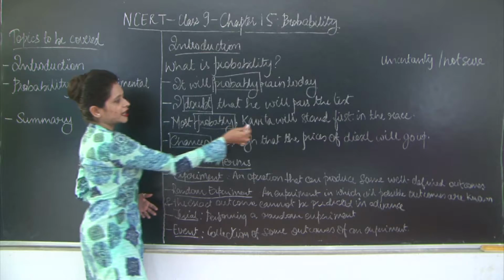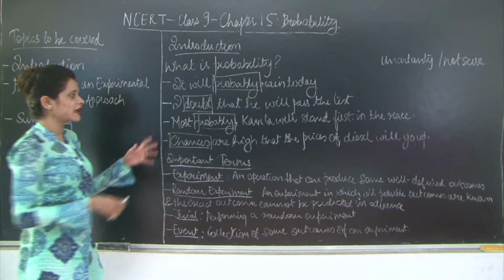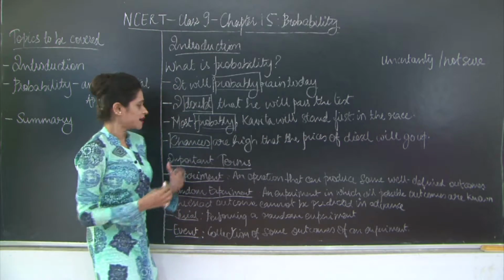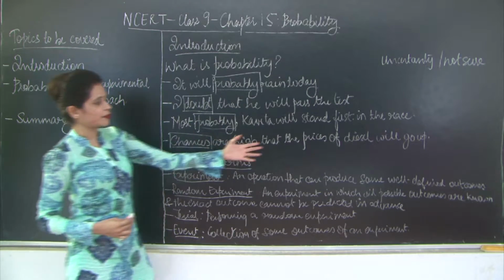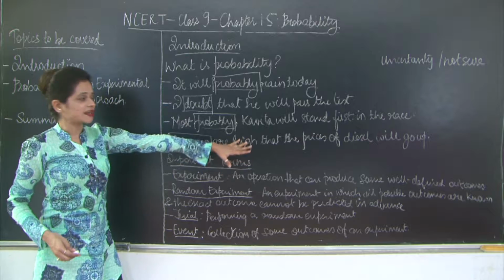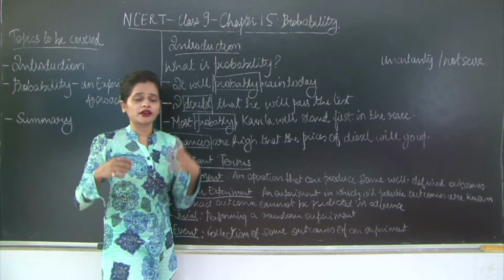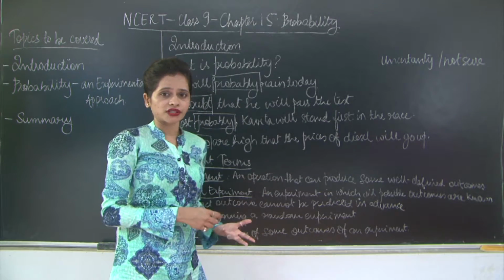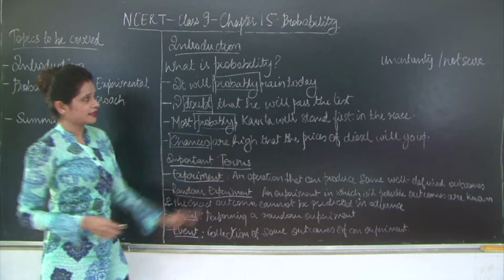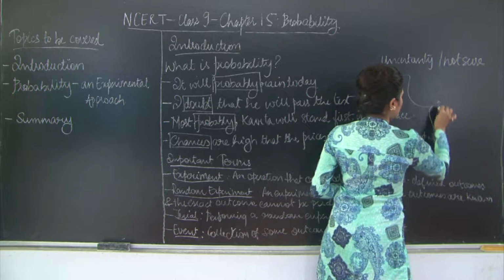Similarly, most probably Kavita will stand first in the race. So the person is again not sure whether Kavita will stand first, but chances are high that she might. Similarly, chances are high that the price of diesel will go up. So all these statements have something in common, which is uncertainty, again, whether the outcome would be positive or negative. To group all these sentences, there is a common term and it is known as probability.